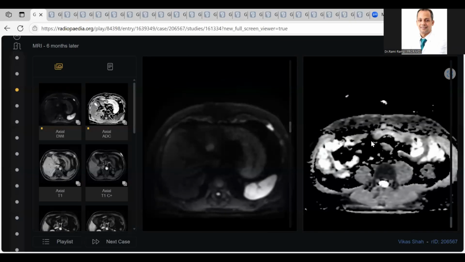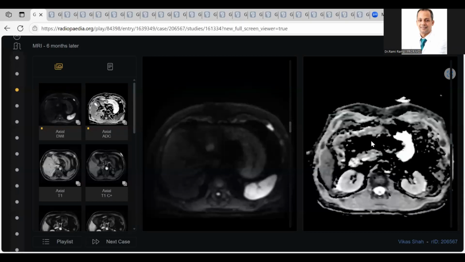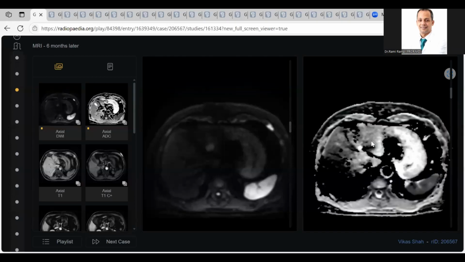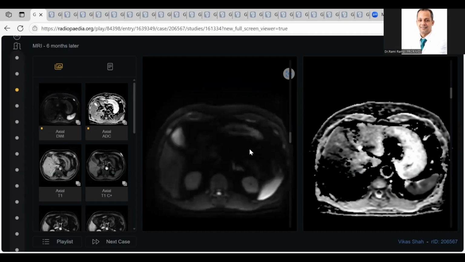So I would like to confirm on ADC as well. This is the ADC. I think this is ADC. So this confirms the restriction of the lesion. So this is actually an arterially enhancing lesion in the region of the head of the pancreas. Look again at the pancreas. Look again. Okay, so medial wall of the duodenum.